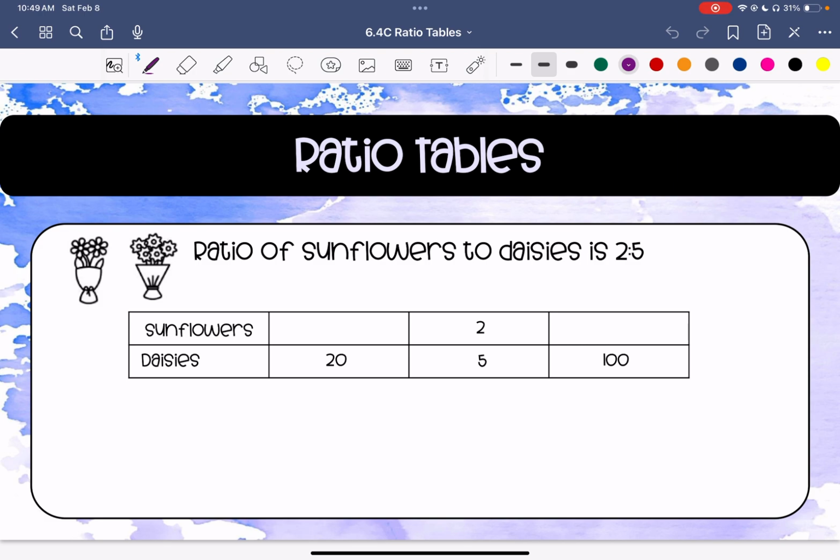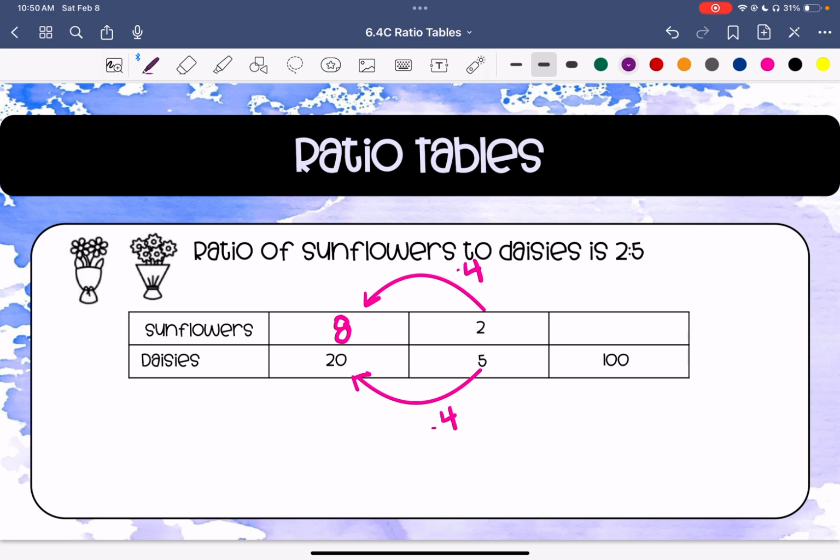So what you're looking for, relationships. Is there a relationship from 5 to 20? Yep. If you scale 5 by 4, you get 20. So that means you'll scale 2 by 4, and that gives you 8. And so those are equivalent ratios.